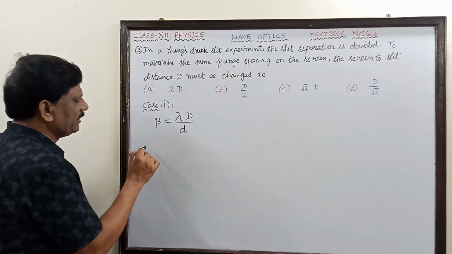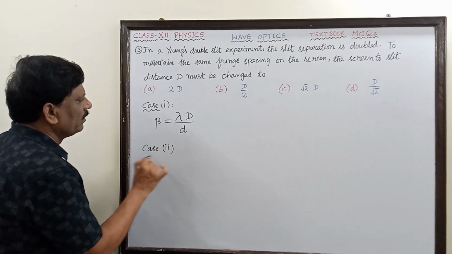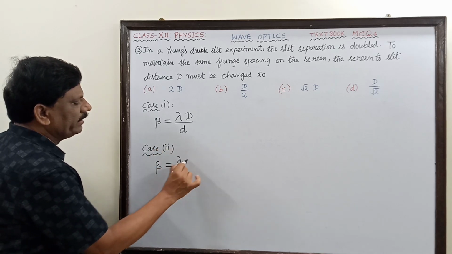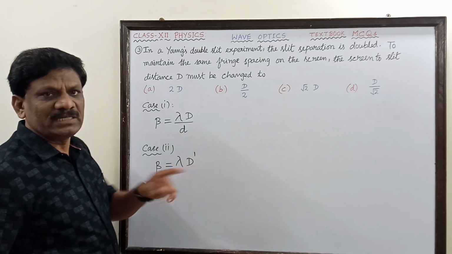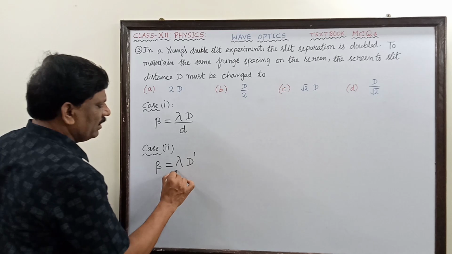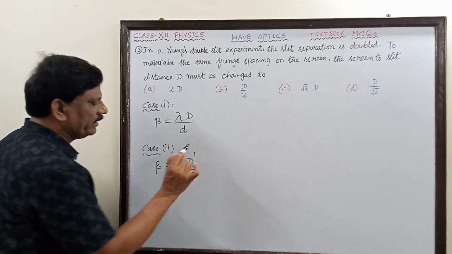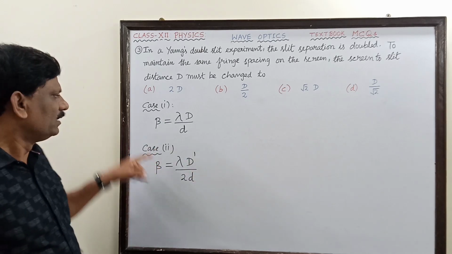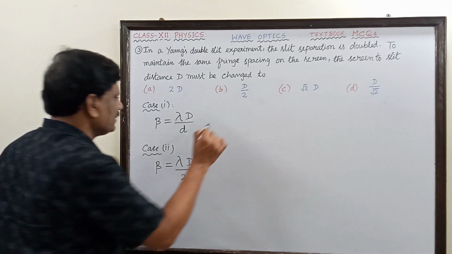So in case 2, beta is equal to lambda into capital D dash. So this D dash has to be changed. Already small d is doubled, so this is 2d. This is the case. We have to find the D dash. Okay. So left hand sides are equal, so I am going to equate the right hand sides.